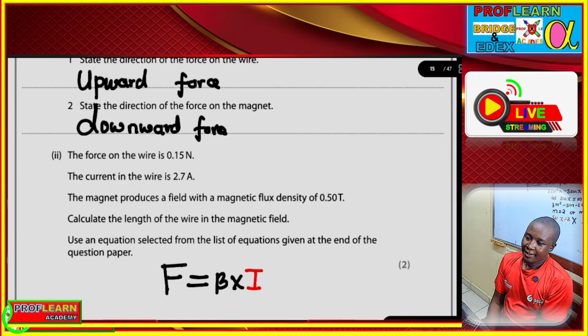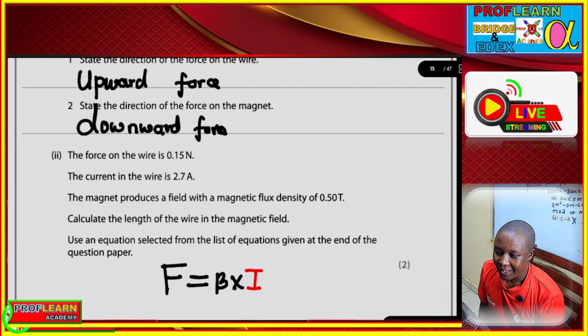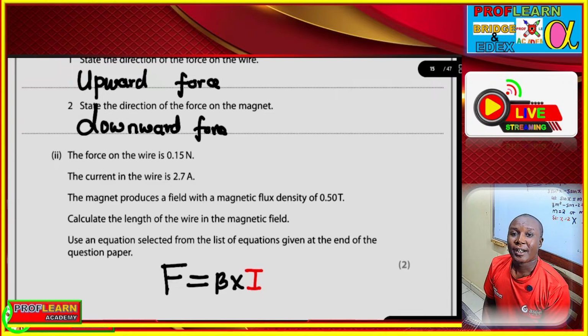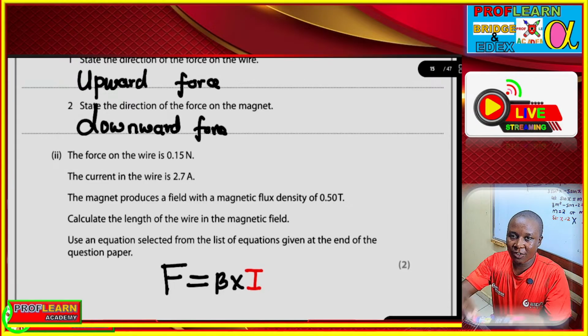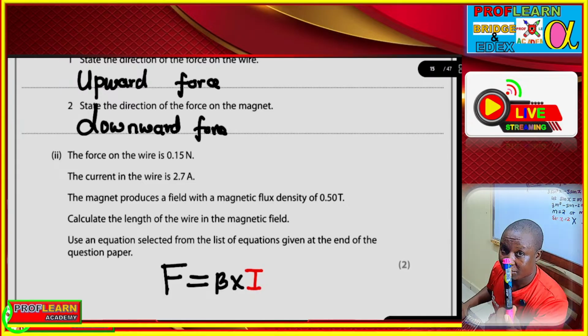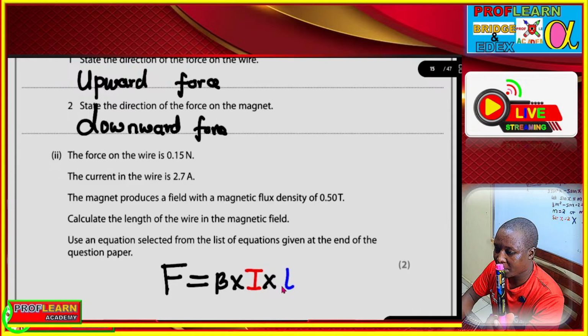Okay. If a conductor is inside a magnetic field and there is a current passing through that particular conductor, the length of the conductor will determine the amount of force it will experience. So the formula you'll use is that the force experienced by a conductor inside a magnetic field will be the magnetic flux density times the current in the conductor times the length of that particular conductor.